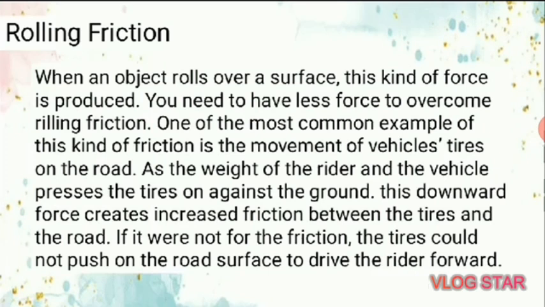You need to have less force to overcome rolling friction. So one of the most common examples of this kind of friction is the movement of vehicles' tires on the road. As the weight of the rider and the vehicle presses the tires against the ground, then this downward force creates an increase in friction between the tires and the road.